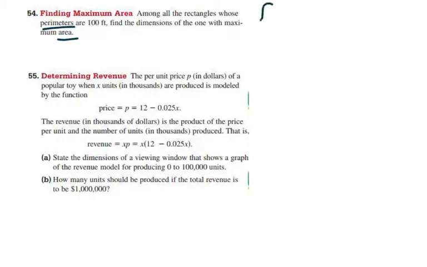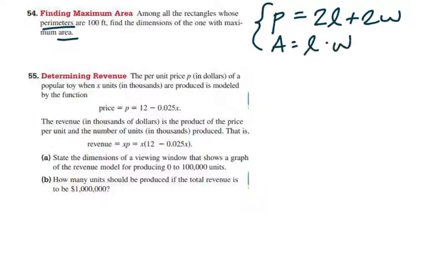And so we're actually going to have two formulas. One of them is for perimeter, which is going to be twice the length plus twice the width. The other one is area, and that's going to be length times width. The other piece that I didn't put in here is that the perimeter, they said, is 100, so we can plug that in. And so now we have this system.